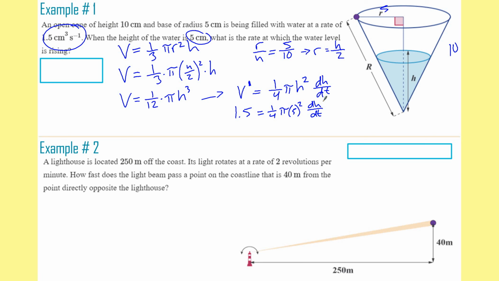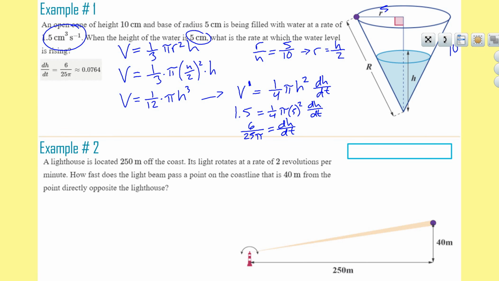Okay, we want the height over time. So let's see, multiply by 4. What is that? 6. So we should get 6 over 25, because 5 squared is 25. 25 pi is going to be our rate of change. Yeah, 6 over 25 pi. Perfect.